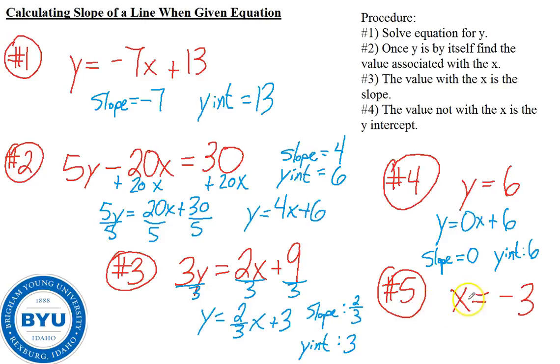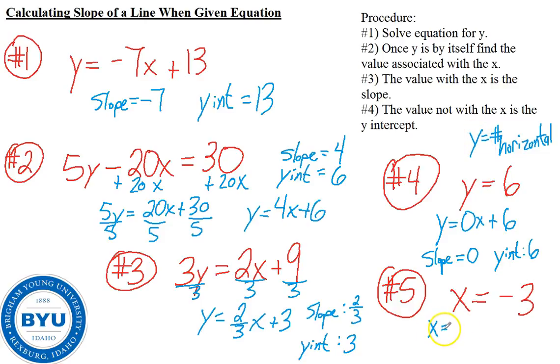On number 5, x equals negative 3, that's a unique line. Well, we should talk about this one. Anytime you have y equals a number, that's a horizontal line. And horizontal lines always have a slope of 0. Now, knowing that, you could probably answer this one.